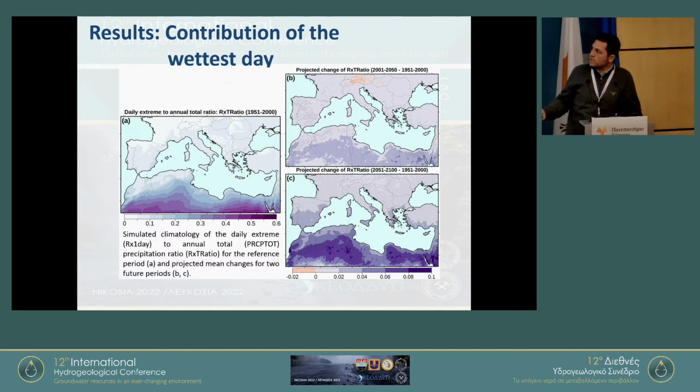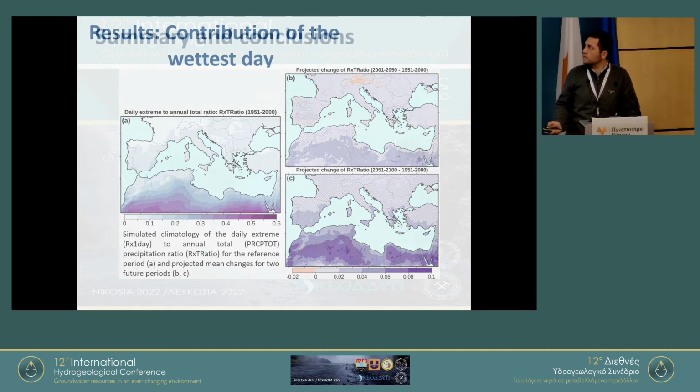And here we see the projected changes of this value for the first and second halves of the 21st century. We see that for Northern Africa particularly and other parts of the Mediterranean, we expect an increase in the contribution of the wettest day per year to the annual total precipitation budget.